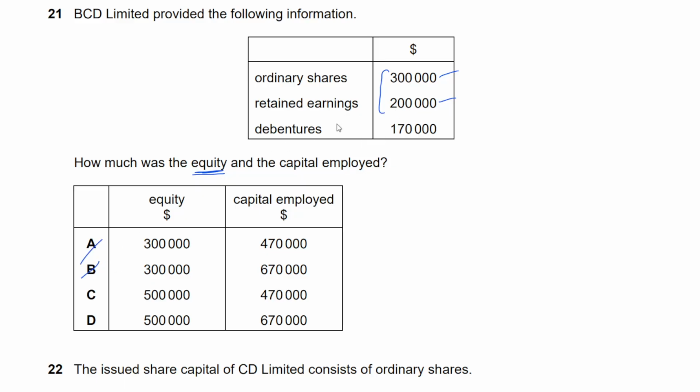What is capital employed? You need to know that there are multiple ways to calculate capital employed, but one way is to do equity or capital plus non-current liabilities. And so add all of that up, that's 670.